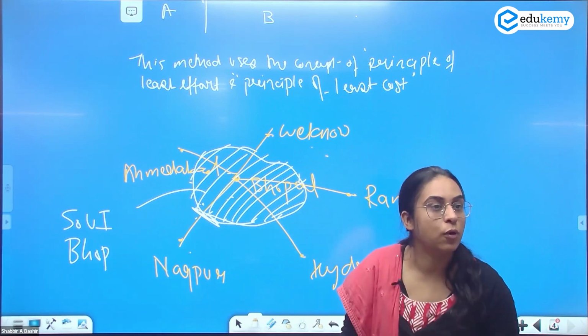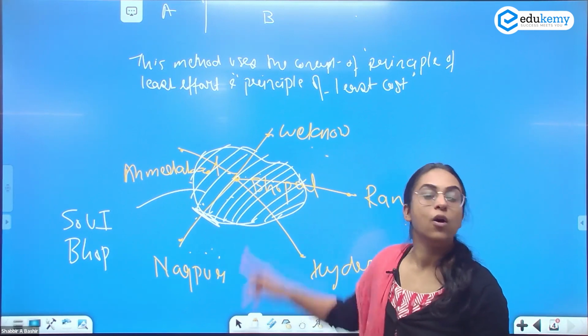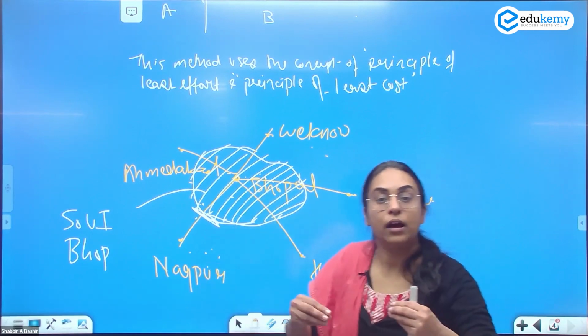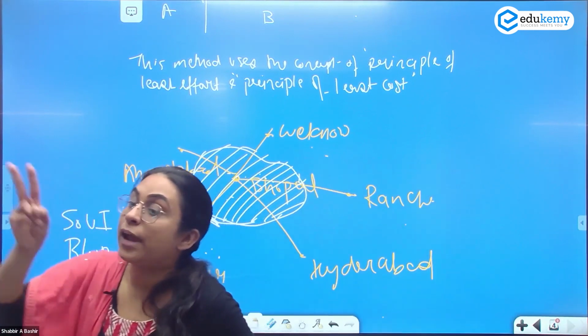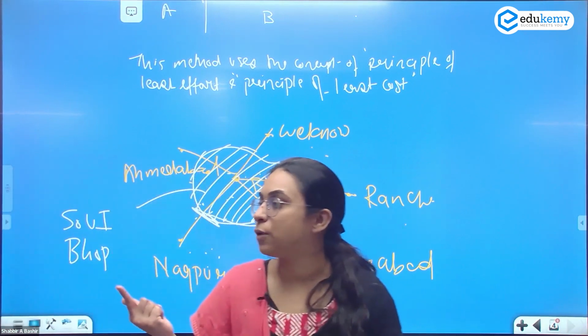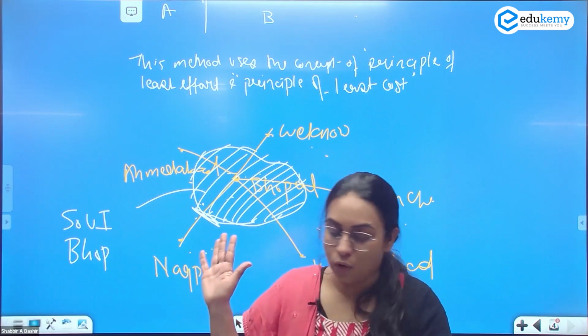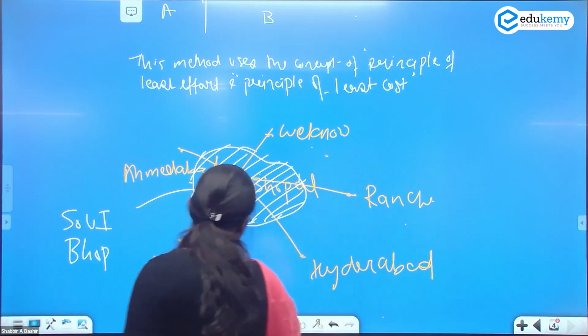Why did I use midpoint? Because both of them are nearly the same hierarchical level. Why are we using midpoint? Because we are applying two more principles. That is the principle of least cost and the principle of the least effort. So this is about one idea of the demarcation. You can write the next point.